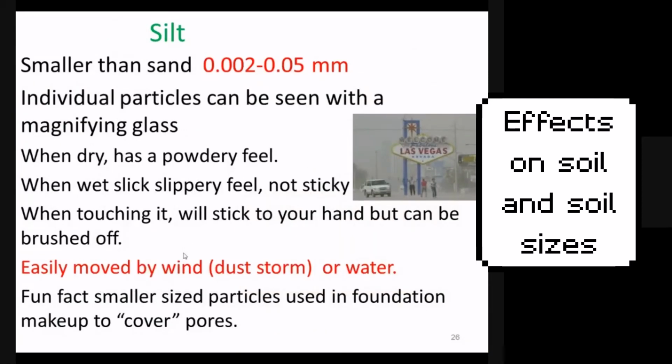Silt is too small to be seen with the naked eye. Silt can be moved by water, and it can easily be moved by wind. Now, silt is so small that when it's picked up by wind, it becomes suspended and does not fall back down very easily. So silt can actually be carried very long distances by wind.